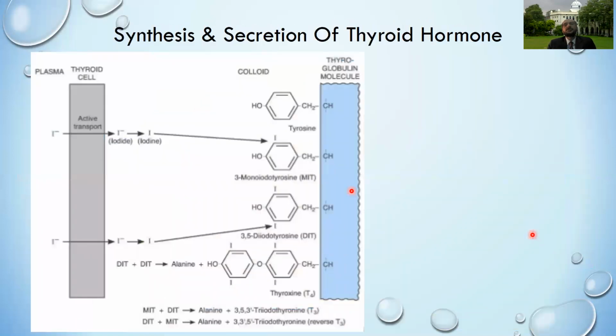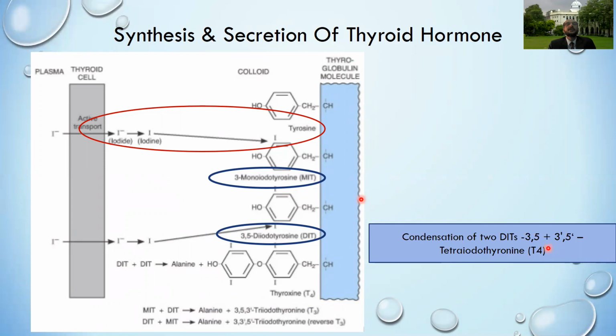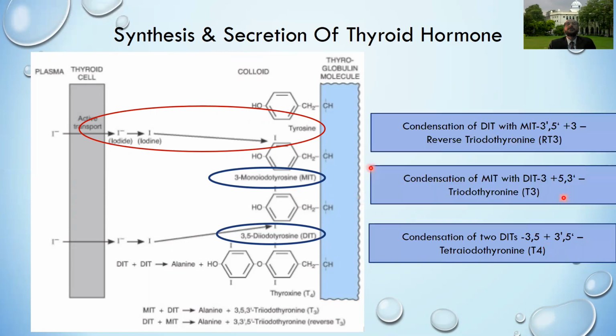If we look at the synthesis and secretion of thyroid hormone closely, during incorporation of iodine into the tyrosine residue of thyroglobulin, two important molecules are formed. One is 3-monoiodotyrosine, MIT, and the other is 3,5-diiodotyrosine, DIT. Condensation of two molecules of DIT leads to the formation of tetraiodothyronine, which we commonly call T4. The condensation of one MIT with one DIT leads to triiodothyronine, the T3. And if it is condensed in the reverse fashion, it is called reverse T3.